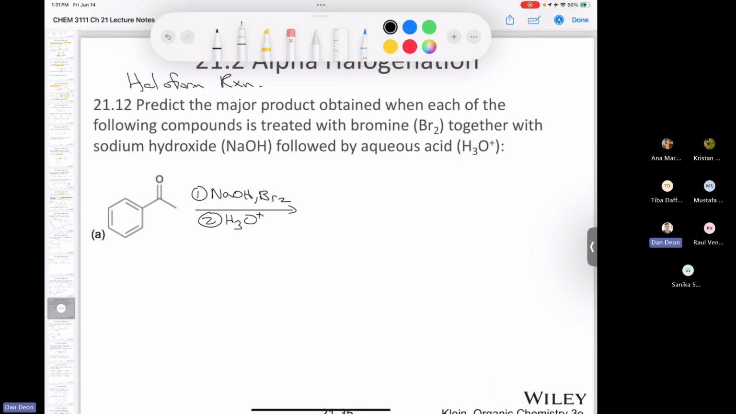21.12, and in this one it says predict the major product when each of the following compounds, well, there's only one of them, so this is acetophenone, is treated with bromine together with sodium hydroxide, followed by aqueous acid. Well, we know that what happens in this reaction, it doesn't ask for a mechanism, but in the first step, what we do is we keep pulling off the protons that are on the methyl group and replacing them with bromines.